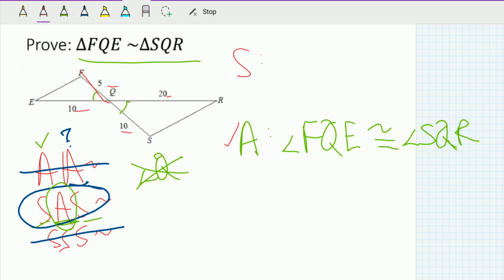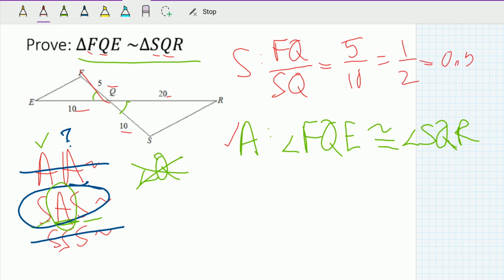So let's see the S. Since it's a side, I need to compare a ratio of the sides. FQ is the first two letters, so I need to compare it to SQ. It's really important you get these two correct, because if you mix up sides, then it actually won't be similar. So this is going to be equal to 5 divided by 10, which is equal to 1/2. If you really want to, you can say 0.5. It's completely up to you.